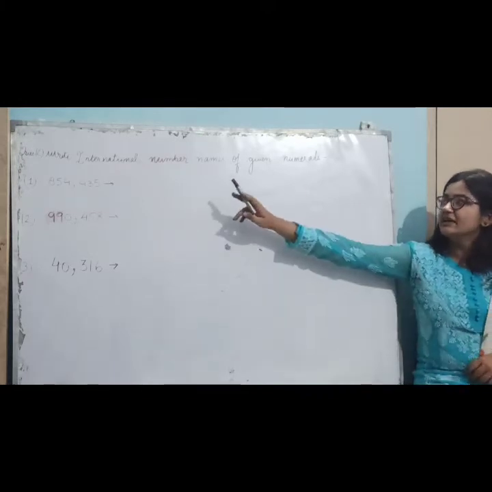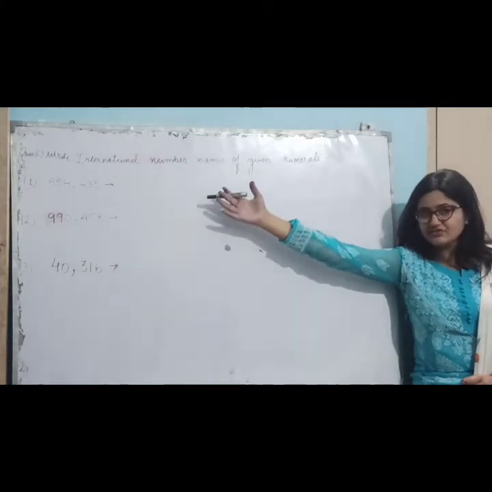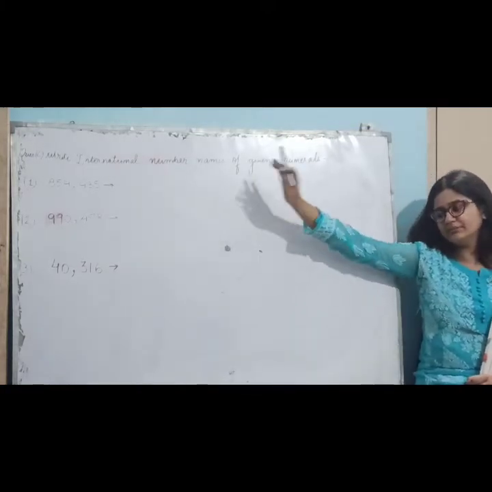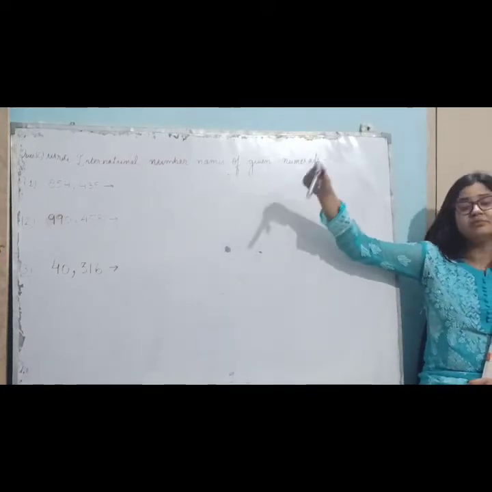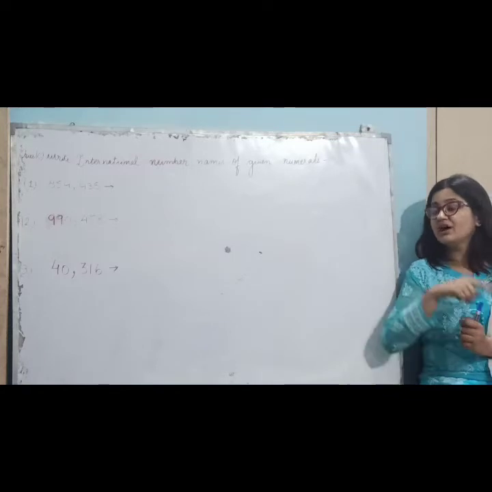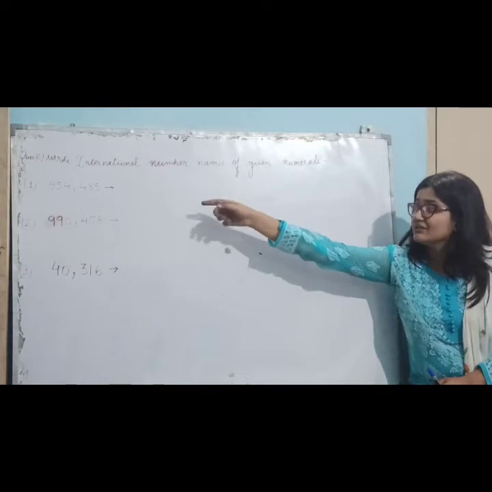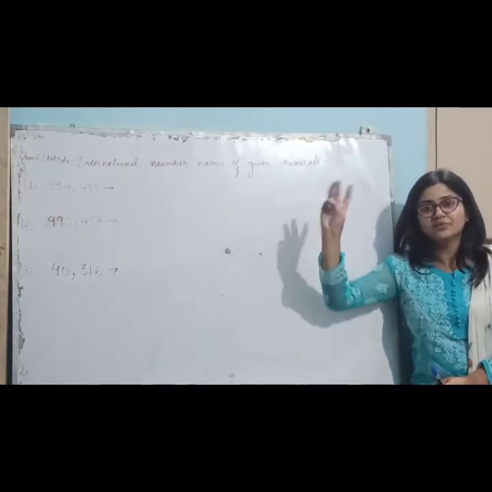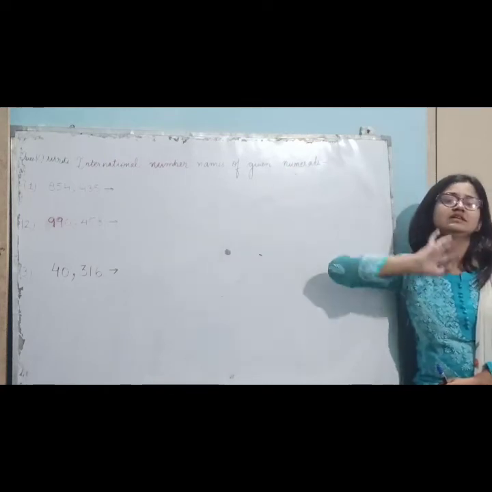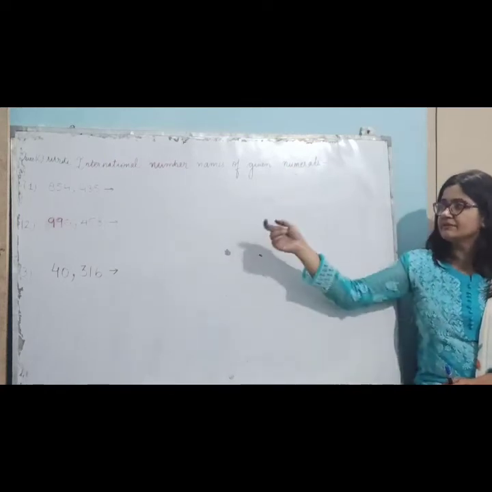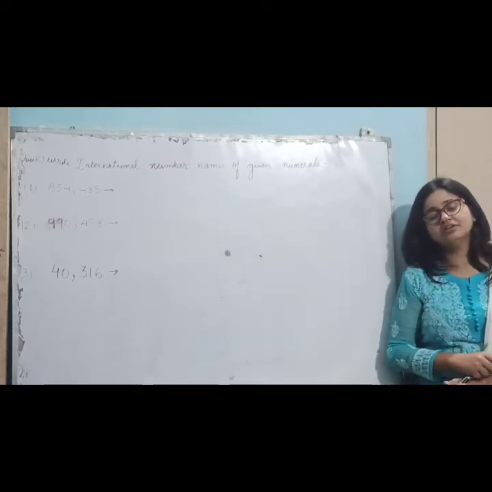Now question C. Write international number names for the given numerals. Suppose the numeral is given to you and we have to write its number name in international form. Even if it is not stated, we can recognize an international number. How? If you see 854 is one group and 435 is another group, that means 3 digits in one group and 3 digits in another group. That means it is an international number.